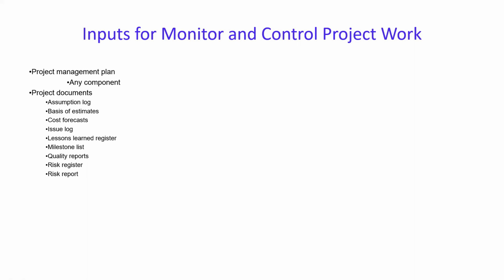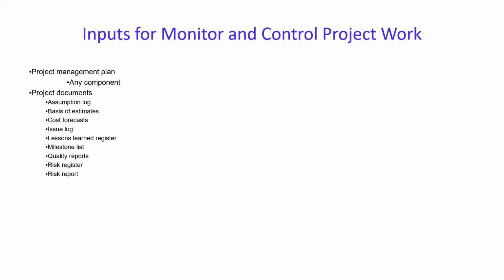Milestone list, did you meet the milestone or did not meet the milestone, right? You're evaluating that. Quality reports, whatever quality metrics you had set, you look in quality reports, what is the KPI, what are the defect densities, right? All those things you'll have to check. And risk register, so all of these become an input.